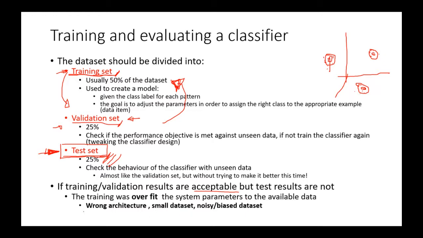Basically, this usually indicates that you're using the wrong architecture for the problem at hand, or that you have a small data set, or a very noisy or biased data set, and something is wrong. So if your training and validation results are good, but your test results are not, there's something wrong with what you've done, either with the architecture, a small data set, or a noisy data set. All right.